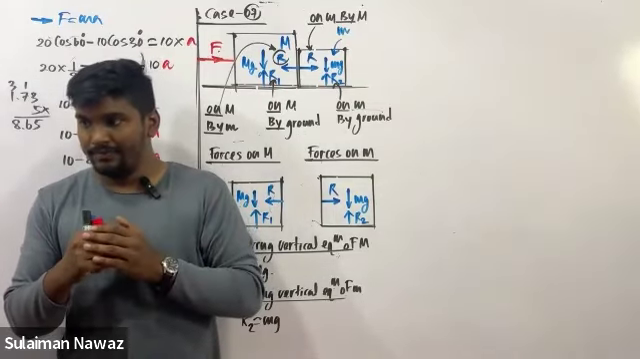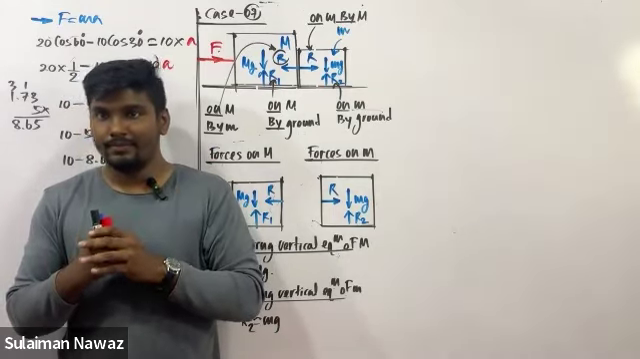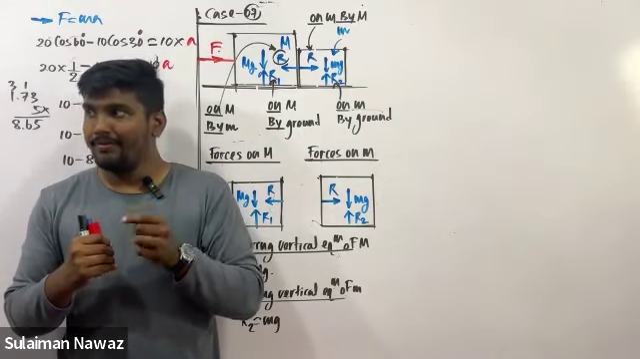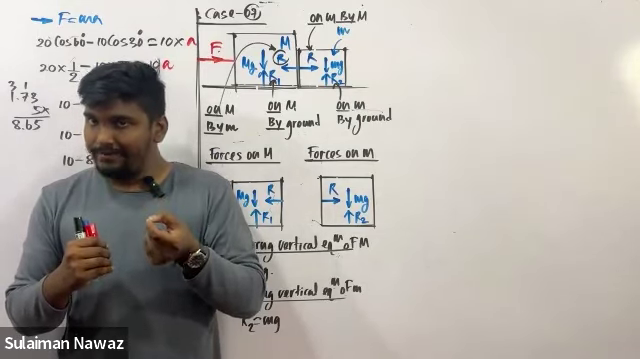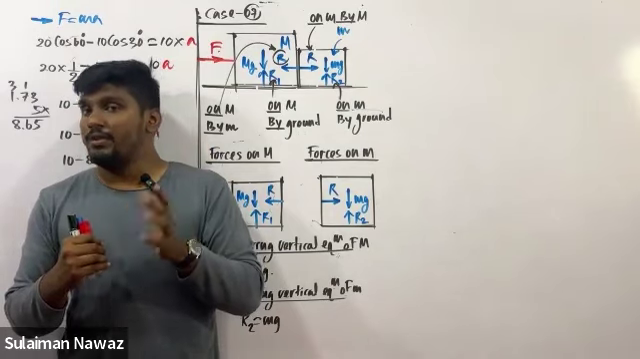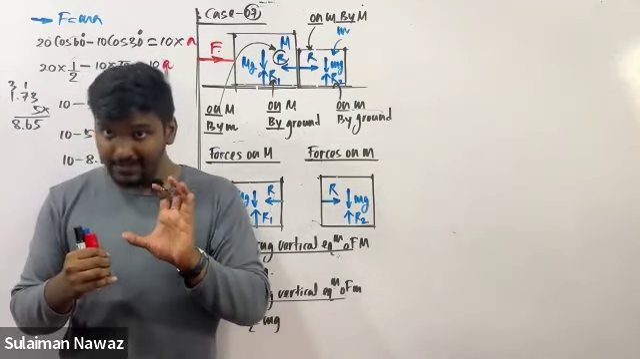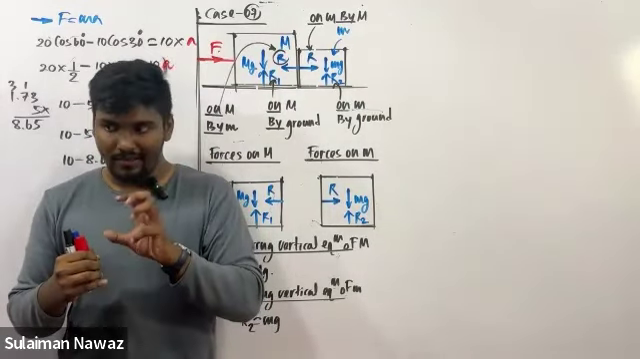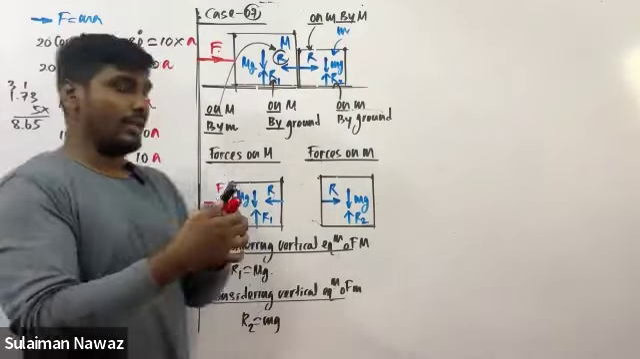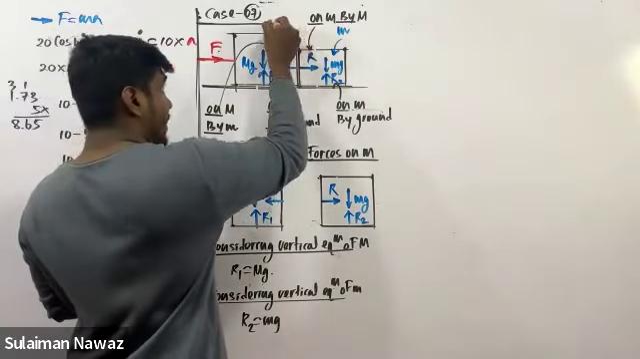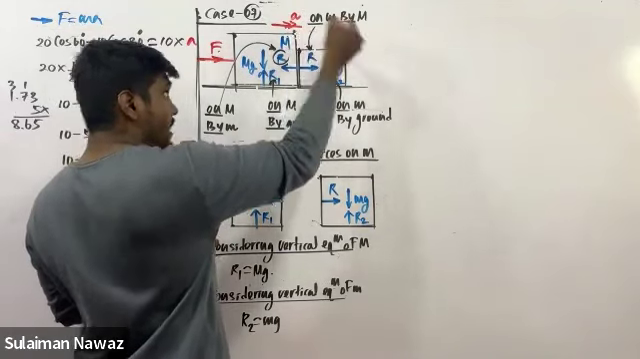If capital M and small m move together under capital F external force, comma, the acceleration of capital M and the acceleration of small m must be equal. Then the system moves under the same acceleration. The acceleration of capital M is also a, and the acceleration of small m is also a.